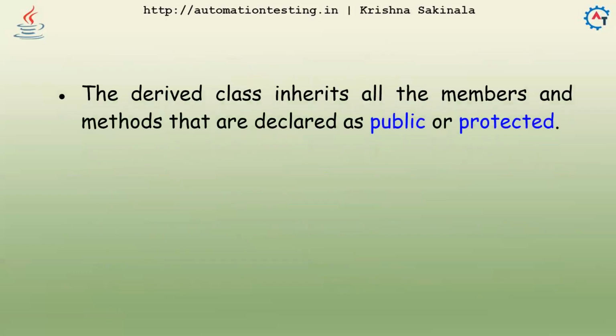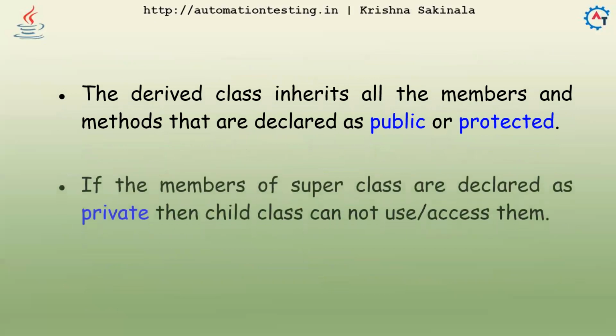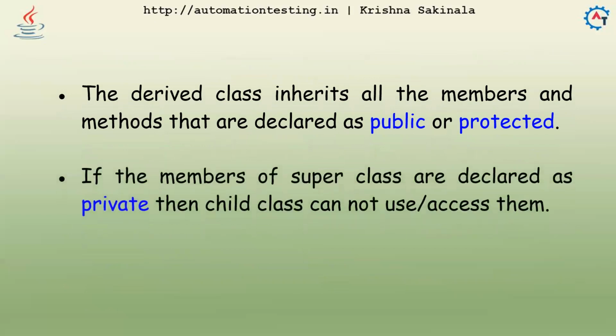So the derived class inherits all the members and methods that are declared as public or protected. If you want to acquire some properties from one class to another class, the properties should be declared as public or protected. If the members of the superclass are declared as private, then the child class cannot use or access them.